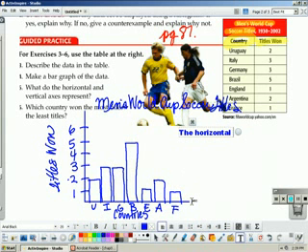All right, so the horizontal axis, I'm going to start with that. The horizontal axis represents, what does it represent? The scale.